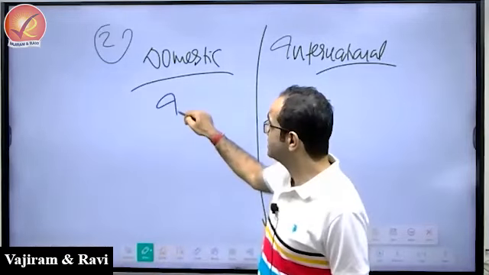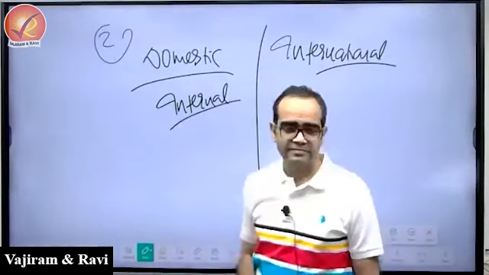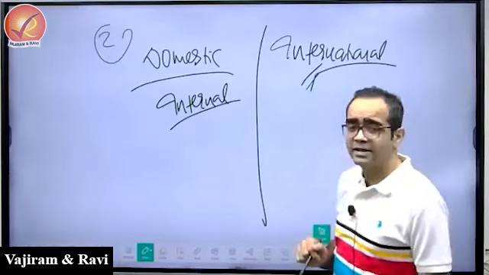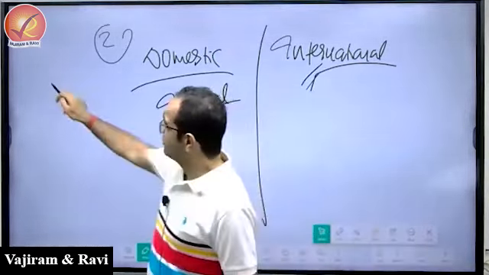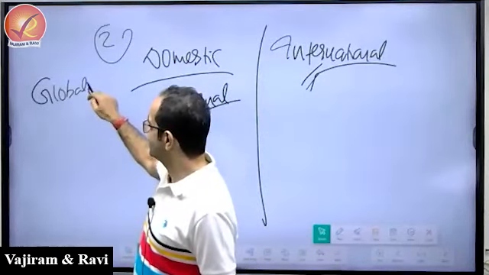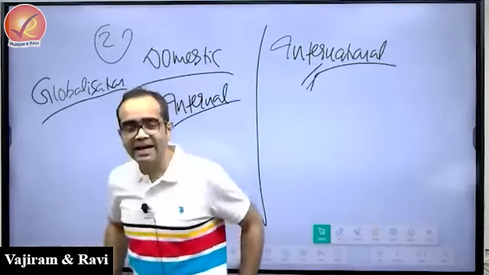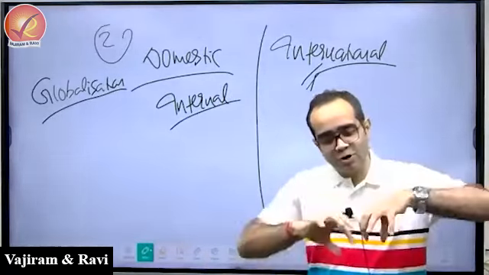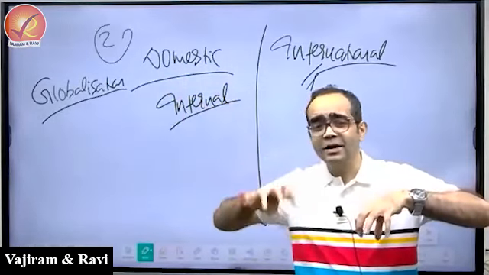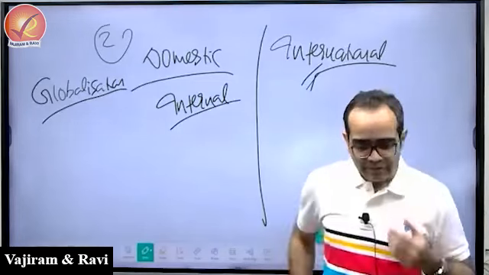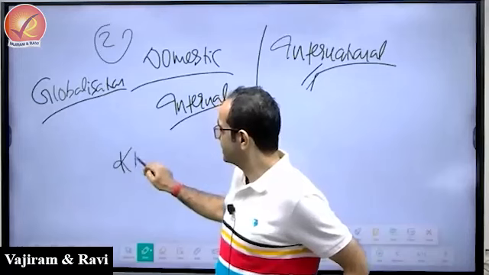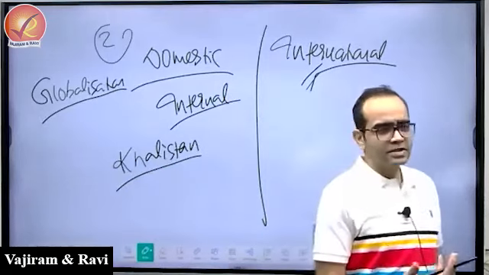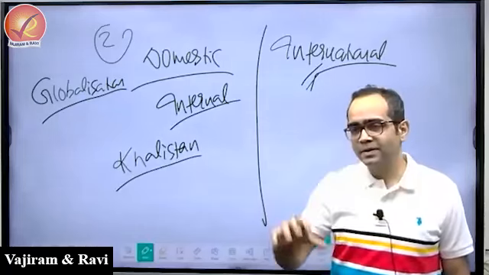Domestic means internal matter, while international politics operates in the international sphere. But in this age of globalization, it is said the difference between domestic and international issues has collapsed, because domestic issues also impact the international sphere and vice versa. I will give you one example, the Khalistan issue. This Khalistan issue, what is Khalistan issue? It's a demand to create a separate Khalistan.